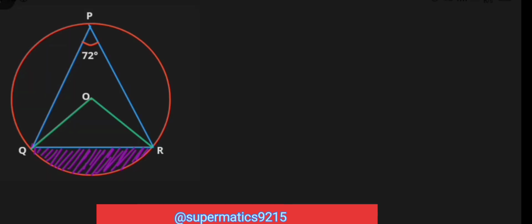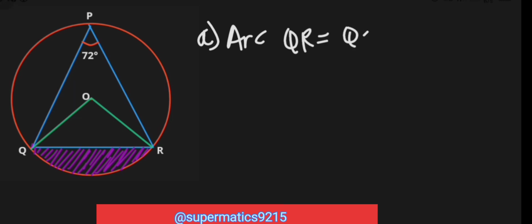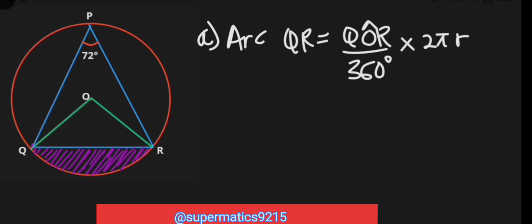Now that we have joined O to Q and to R, OQ and OR are radii of the circle. Note that the length of arc QR is going to be the angle formed by the arc QR at the center of the circle, which is angle QOR, over 360 degrees times 2 pi r, the radius of the circle. However, we need to find the angle at the center of the circle, which is angle QOR.